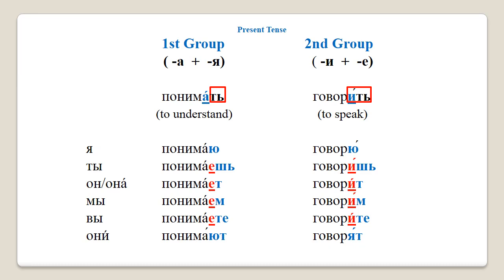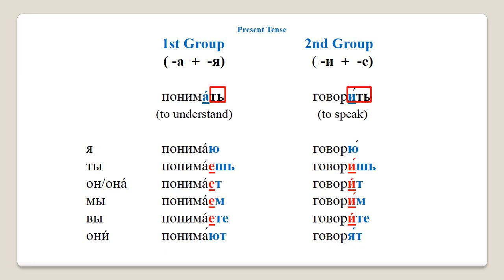The first group or conjugation can sometimes be referred to as a ye group because the majority of the endings will have a ye vowel in them. The second group can sometimes be referred to as an I group because the majority of the endings will have I in them. This principle will also help you memorize the endings quicker.